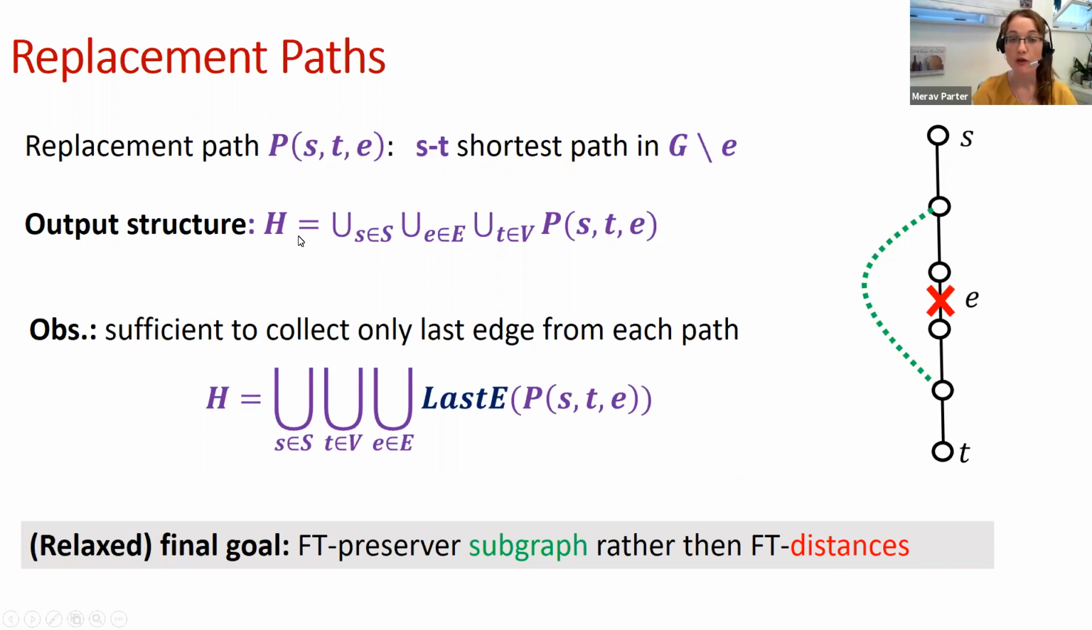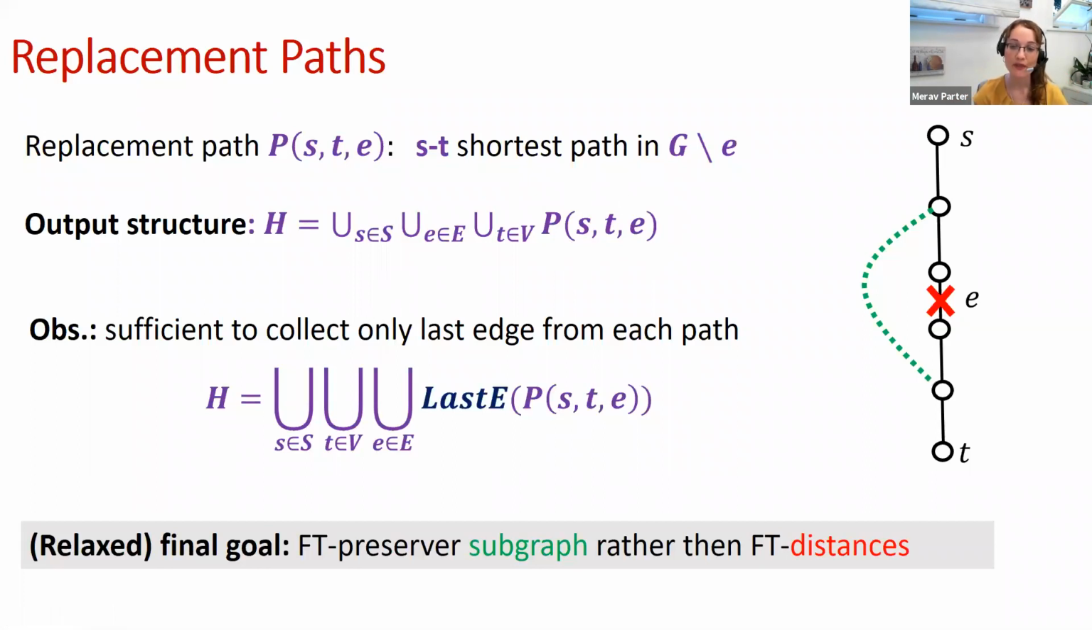So before we said that the output structure should be the union of all BFS trees at source node S for every S in the set, and in G minus E for every edge E that fails. Alternatively, we can say that this output structure should contain a replacement path P_{S,T,E} for every S, T and E. Also, one can observe, and it has been done in many of the prior works, that it's sufficient to add just the last edge of each of the paths. So if you just take the last edge of each replacement path in this list, eventually you get a preserver, okay? And this will be our goal.